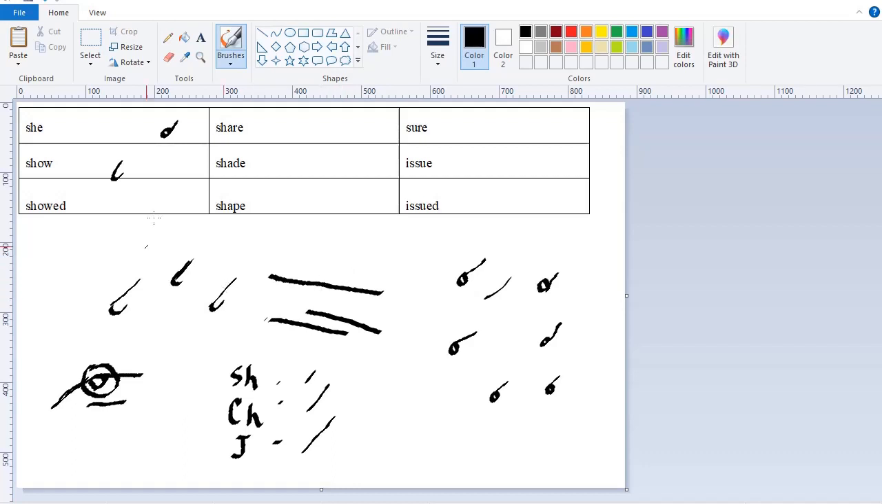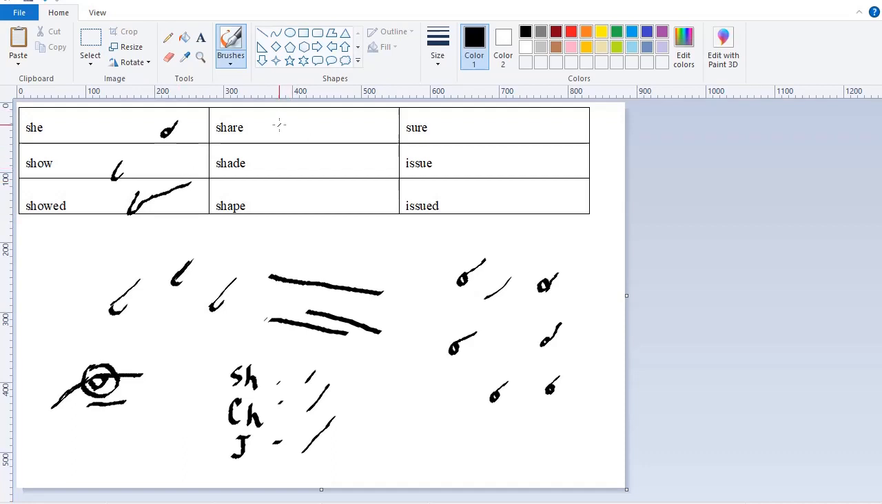So we have "should." So we have "show" already here. Now let's add D. "Should." Okay, so you have to make it clear na meron tayong D doon. Yung nakita ninyo yung intersection. Yan, dapat malinaw. Okay, so we have SH, O, and then D.